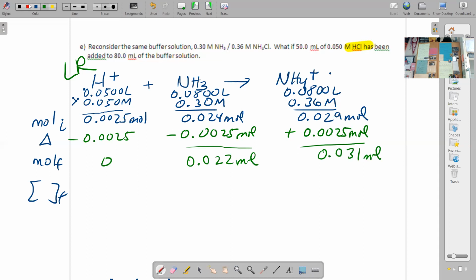Now, once you get your new mole value, what is the new volume that both of these are diluted over? Yep, 50 plus 80 is 0.130. And then what are your new molarities? 0.022.